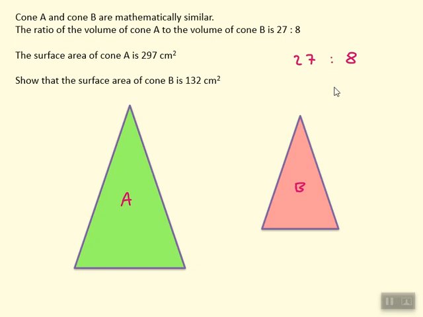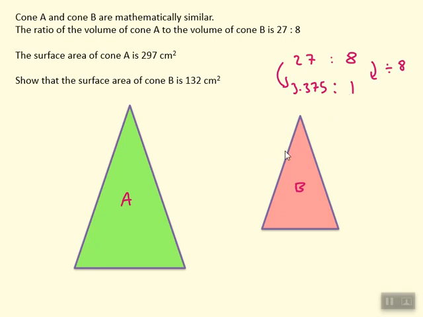What I'm going to do is divide both sides of this ratio by 8. So I'm going to divide that side by 8, which gives us 1, and then this side by 8. So 27 divided by 8 is 3.375. Now, what this is telling us is that the ratio of the volumes is now 1 to 3.375.